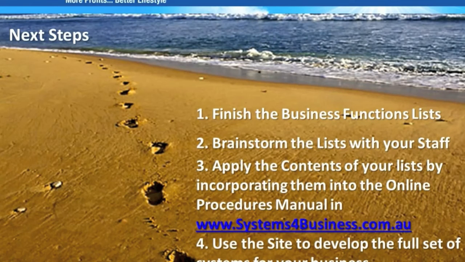The third thing to do is apply the contents of your list, and you do this by incorporating them into the online procedures manual module within systemsforbusiness.com.au. So you can go to that website, have a look around, and then start putting those into the online procedures manual. And what that leads to is developing a whole series of business systems for all parts of your business.